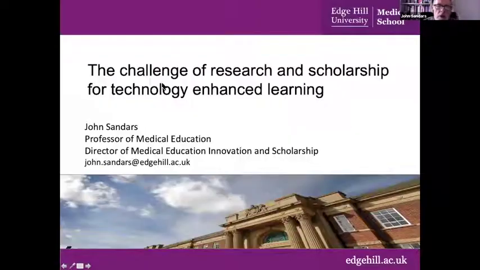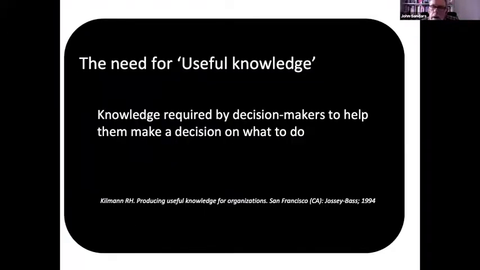So what I'm going to talk about is the challenge of research and scholarship for technology-enhanced learning. There's a concept called useful knowledge, and this is knowledge that's required by decision makers to help them make a decision on what to do. This isn't necessarily the scientific knowledge that we publish in journals, because it's about making sense of what we do in our own context, our own situation.